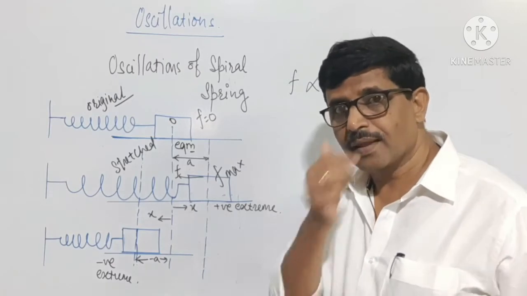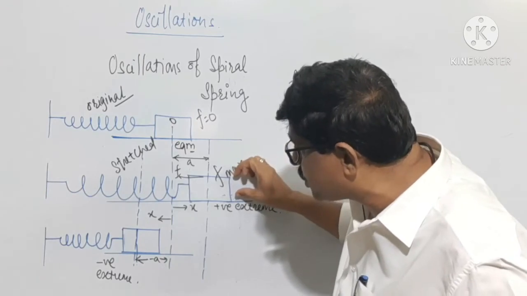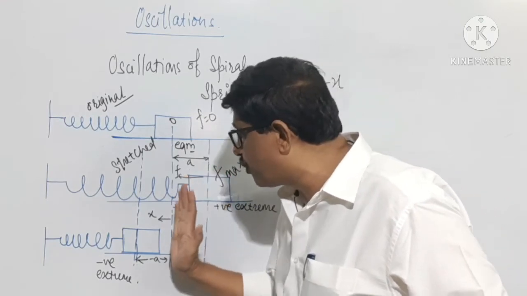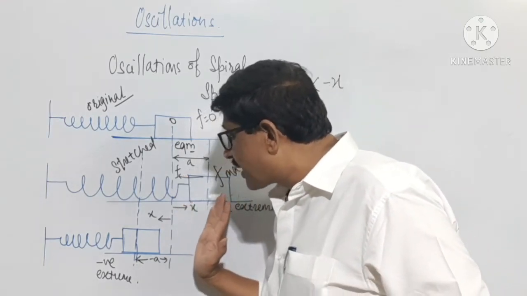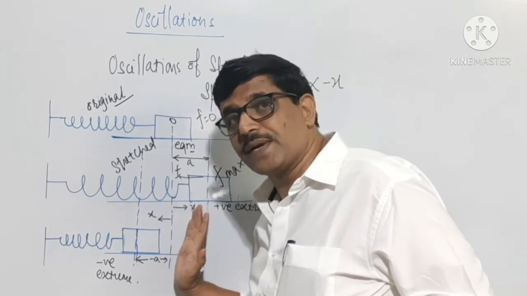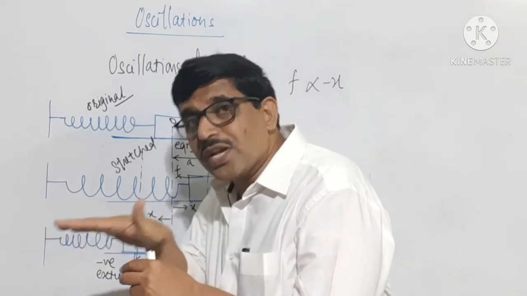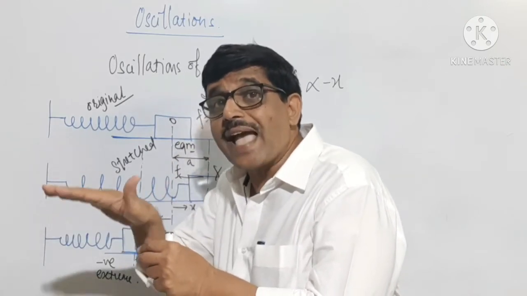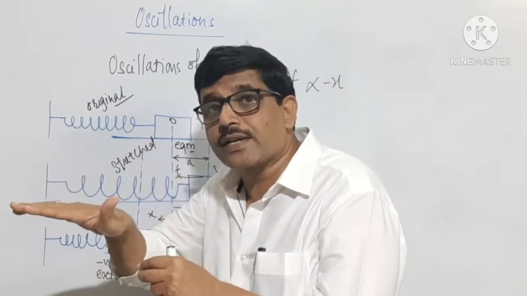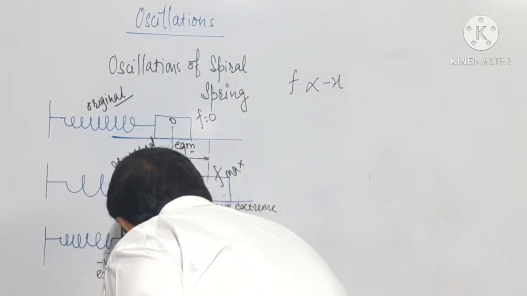But when you release the block from the positive extreme position, the block begins to move towards equilibrium because of the restoring force. While going towards the equilibrium position, the force and displacement both are in the same direction, and when the body is moving in the direction of a force, the body gets accelerated, and because of that acceleration, the velocity goes on increasing. Ultimately, when it comes to the equilibrium, it has maximum velocity.